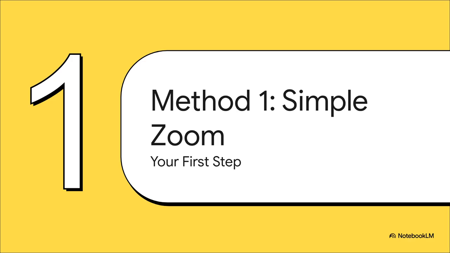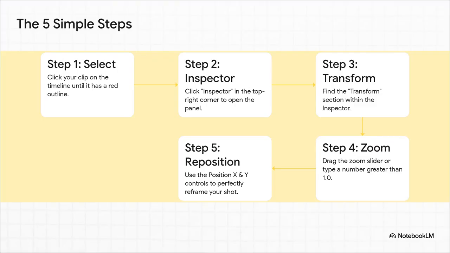Let's kick things off with the absolute foundation, the simple zoom. This is your bread and butter, the thing you'll use all the time for basic reframing, and it all happens right there in the inspector panel. This is super straightforward. Just click on your clip in the timeline, pop open the inspector in the top right, and find the transform controls. You'll see a slider for zoom.